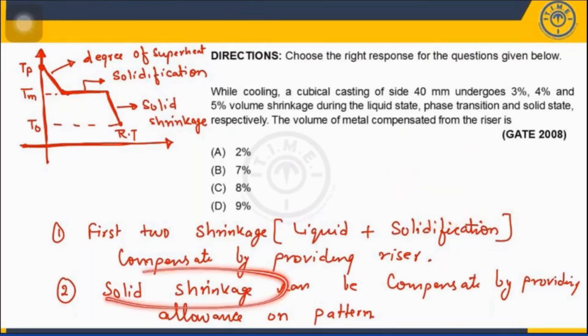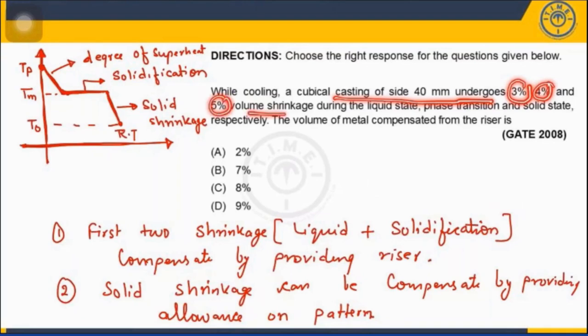So this third type of shrinkage, which is solid shrinkage, can be compensated by providing the allowances. And where are you providing the allowances? On the pattern. Now, if you read the question, you will get to know, while cooling, that means you are decreasing the temperature, a cubical casting of side 40 mm undergoes 3% shrinkage, 4% shrinkage, and 5% volume shrinkage, which will be occurring in the liquid state.